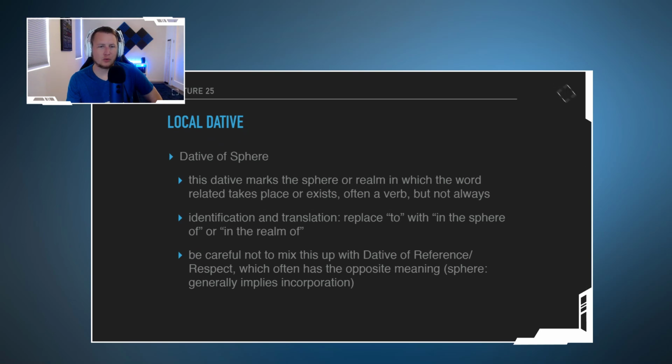So now, local dative, dative of sphere. This dative marks the sphere or realm in which the word related takes place or exists, typically a verb, but not always. How do you identify it? How do you translate it? Well, you replace "to" with "in the sphere of" or "in the realm of." Just don't mix this up with the dative of reference. Sphere implies inclusion, incorporation, right? It's part of the whole, whereas reference and respect imply separation.